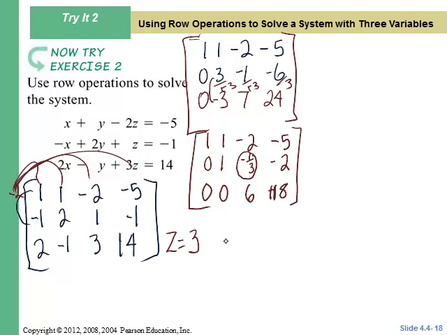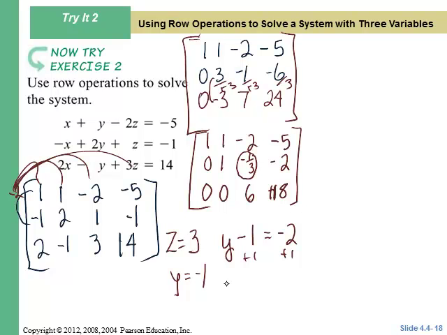So we would have y, a third of 3 is 1, so minus 1 equals negative 2. Add 1 to both sides. Y is negative 1.